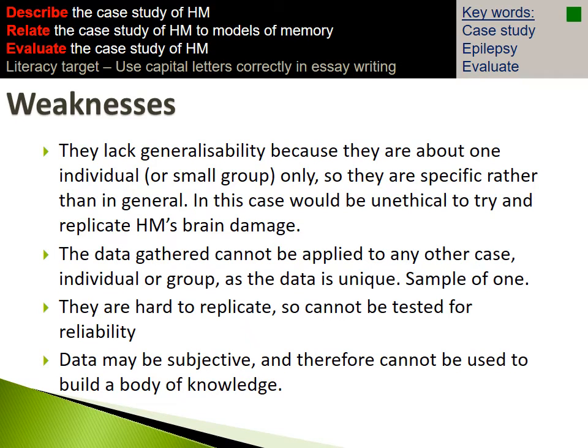However, the case study of HM lacks generalizability because it's obviously only of one individual, so it's very specific. In this case, it's unethical to try and replicate HM's brain damage in order to test it for reliability. The data gathered can't be applied then to any other case, any other individual, because the data sample is unique. It's a sample of one person. And therefore it is quite subjective because it's been analysed by different people, and therefore we cannot specifically use it to build a body of knowledge on top of.